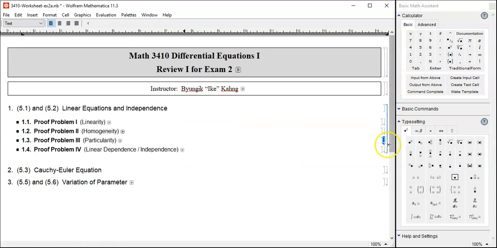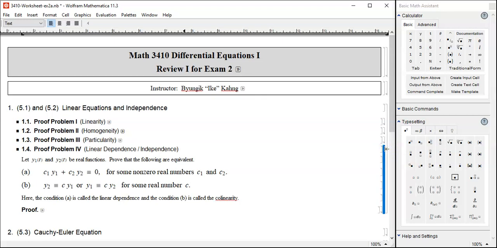Time for one more problem. Let's talk about a linear independence and dependence problem. I wrote this specific problem: let y1 and y2 be real functions. Prove that the following statements are equivalent. Condition 1: c1y1 plus c2y2 is constantly equal to 0 for every t value, for some non-zero real numbers c1 and c2, and there's a name for that. This thing is called what? Linear dependence. This condition A is called linear dependence.